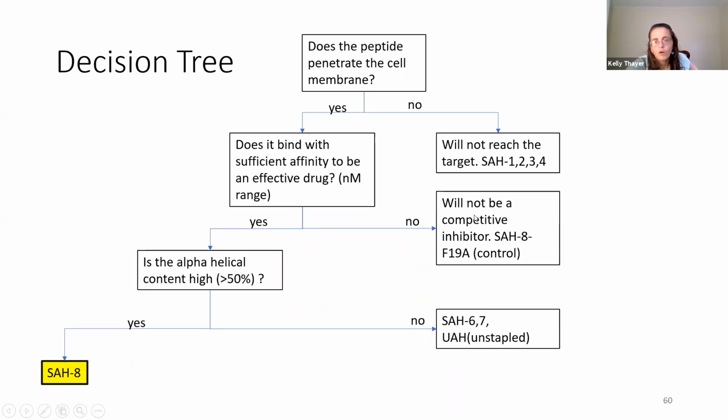And if we say no, then the problem is that it wouldn't really work as a drug. But if we say yes, we just ask, is the alpha helical content greater than 50%, which you might have learned from empirical observation. If we get yes, then we could select for SAH8. So this is an example of a decision tree that could be written using empirical observations and those hypotheses that we made by just looking at the data.